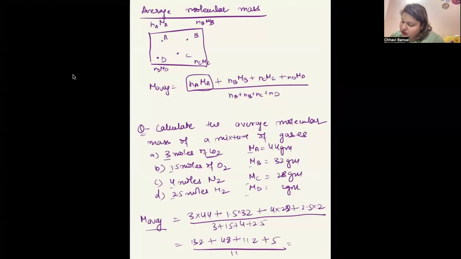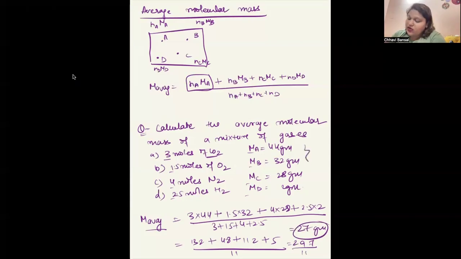Once again, 2 plus 4 is 6, plus 3, 9. No carry forward, 11. So it will be somewhere around 27 grams. So this is the average molecular weight of the given mixture of gases.